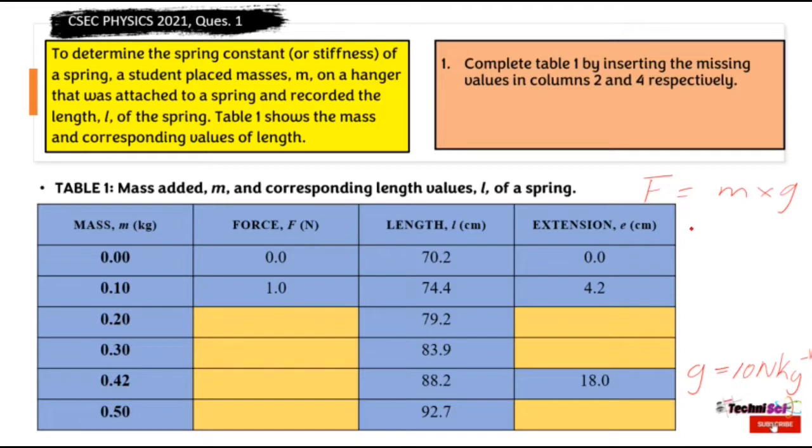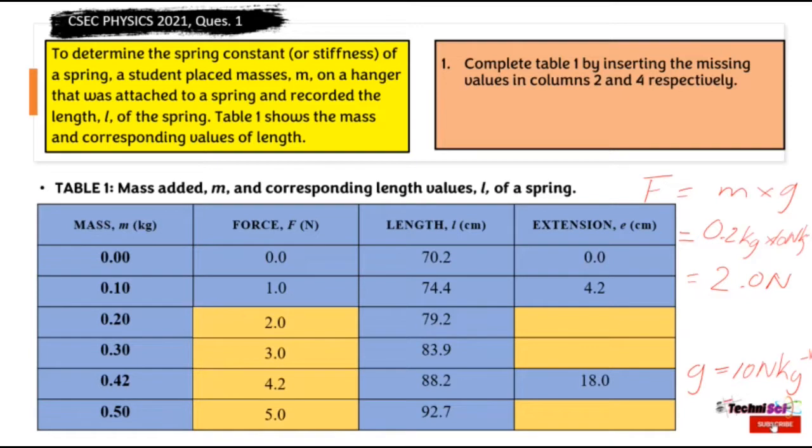If I calculate the first one, the mass is 0.2 kilograms, times 10 newtons per kilogram. So then we will have 2.0 newtons. That means this row will be 2 newtons. I will just continue and calculate the others. Okay, so there are the values for force.